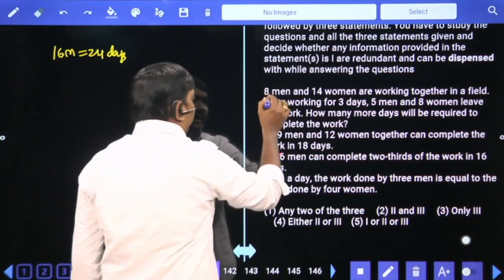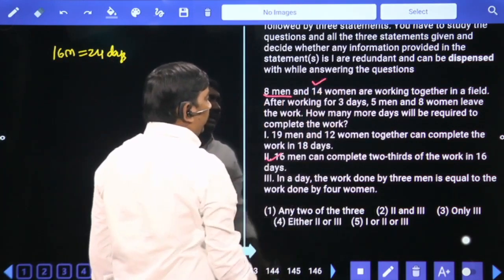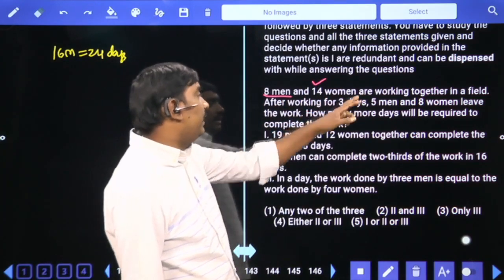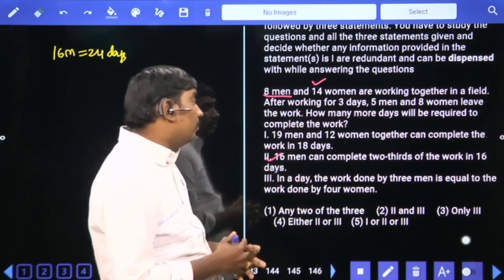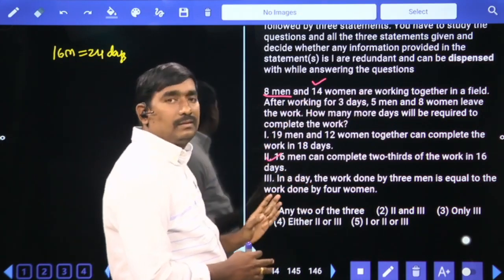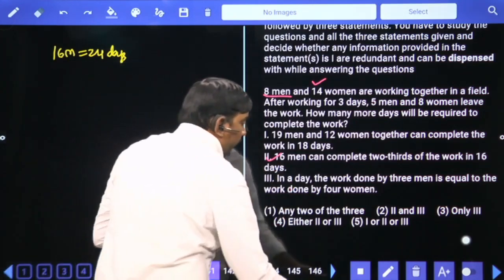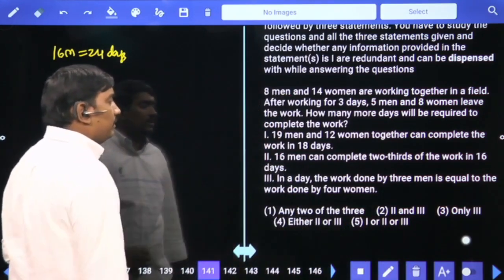If we substitute the men data here, you will get the women data, but the women data I don't know. Why? Because 8 men, 14 women can do the entire work in how many days, we don't know. They work for 3 days. Complete work in how many days we don't know. From the second statement I know only the men data, the women data is not possible.